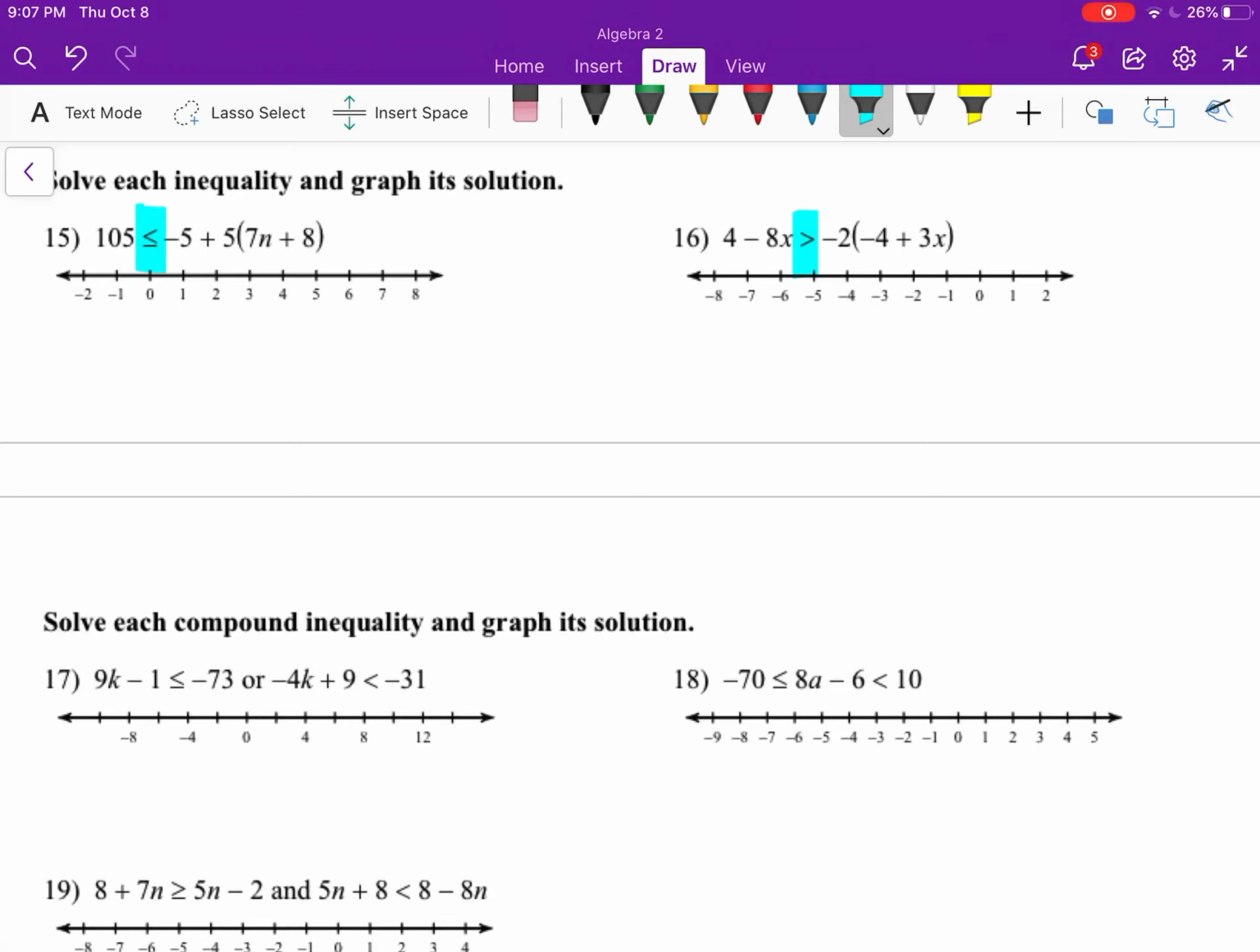The other difference is that if we multiply or divide both sides of the equation by a negative, we have to switch the direction of the sign. So let's go ahead and start with number 15.